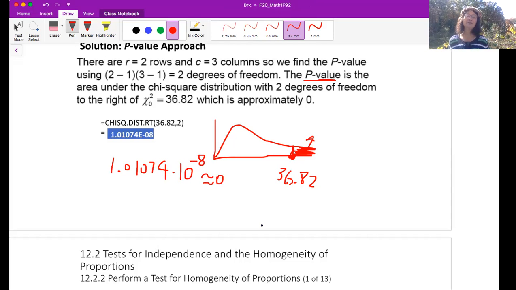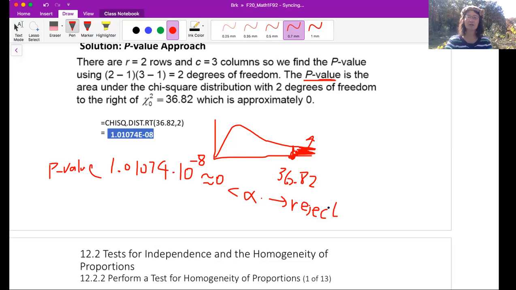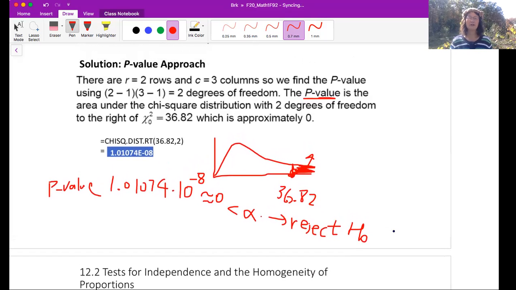So the p-value is almost 0. Obviously, this p-value is smaller than alpha. And when the p-value is smaller than alpha, you reject H0. Same conclusion as we got from the classical approach. Reject H0. Okay. So far, we did the hypothesis test for independence.